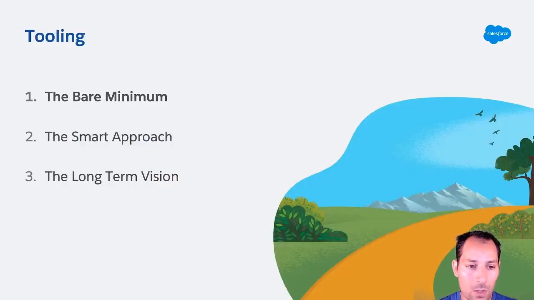Now, I'm going to be talking about tooling. And for tooling, I've basically sorted all the different tools in 3 levels, I would say, going from the lowest, which is the bare minimum, up to the smart approach, and then the long-term vision. So basically you want to be at level 3 and have everything, ideally. Now, let me just go over those different levels, starting with the minimum.